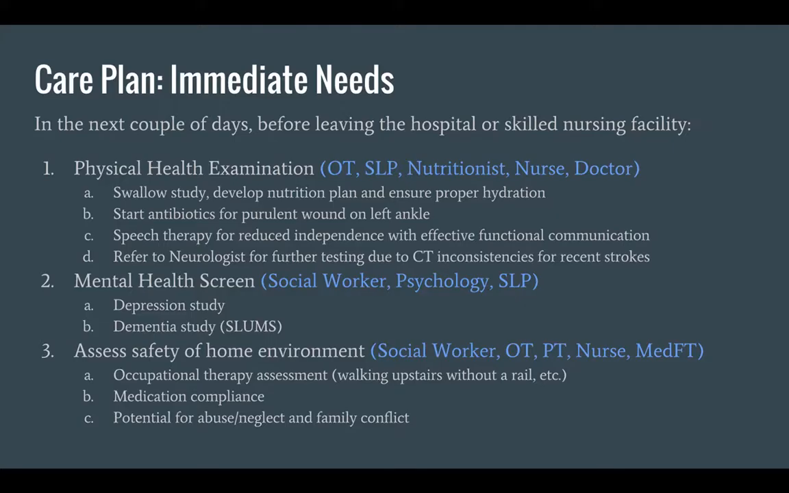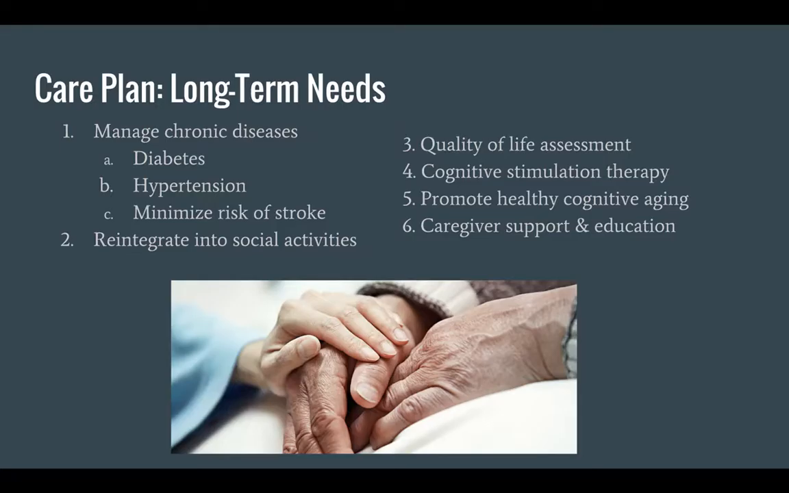So here we would like to do an occupational therapy assessment, seeing how she walks upstairs without a railing, for instance. We would also like to look at medication compliance and also for the potential of abuse or neglect within the family and family conflict. Then we can move on to long-term needs.